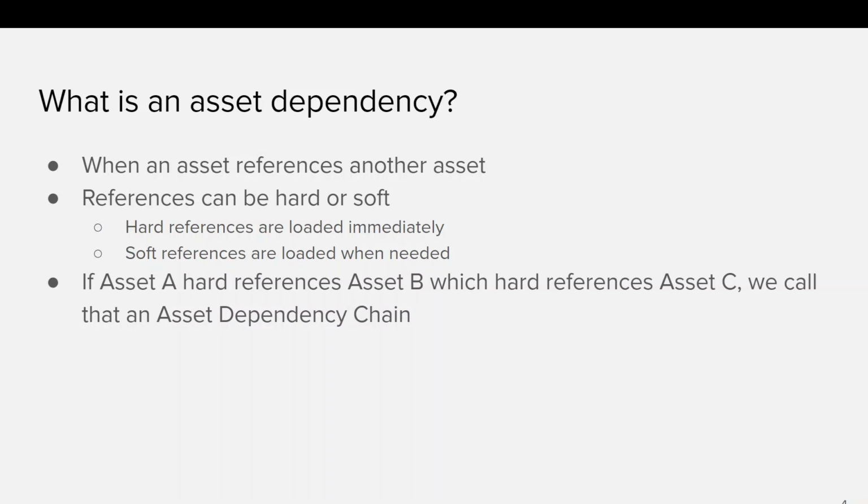We'll go over what makes a hard reference. References can be hard or soft. Hard references load immediately. When you load asset A and it references asset B, it has to load asset B before it loads asset A. You're telling the engine, I can't do anything unless this thing is loaded into memory. That's what a hard reference is. A soft reference is, I have this reference, but this asset can function without it loaded into memory, and we'll load it sometime during runtime, whenever that may be.